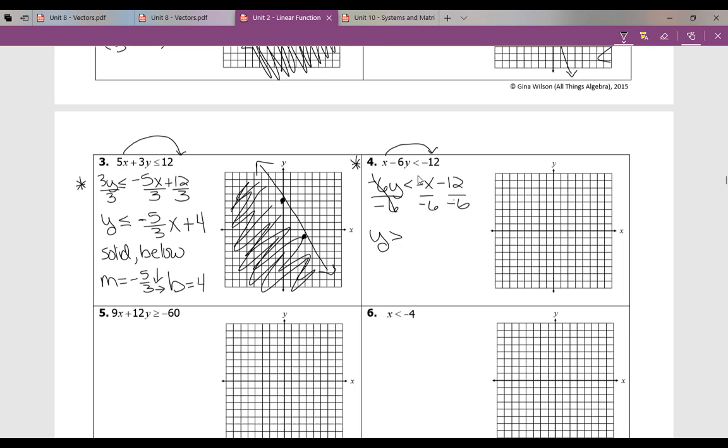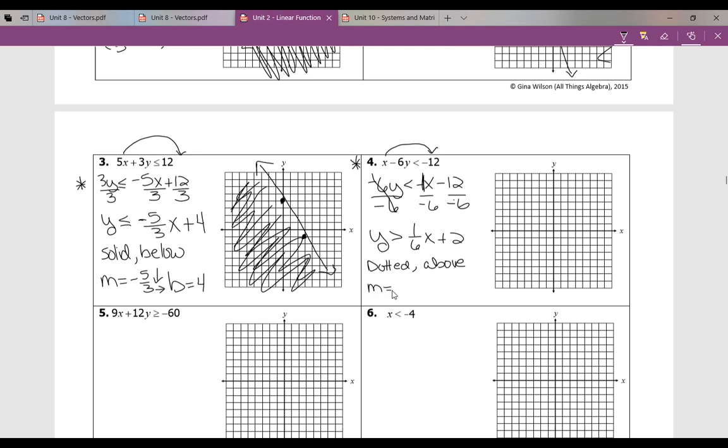Negative divided by negative, that would be a positive 1 over 6 in front of your x. If you need to put that 1 right there so you can see the 1 over 6, do that. Negative 12 divided by negative 6 is positive 2. So what I see at this point, I see a dotted line. We are going to shade above that dotted line.